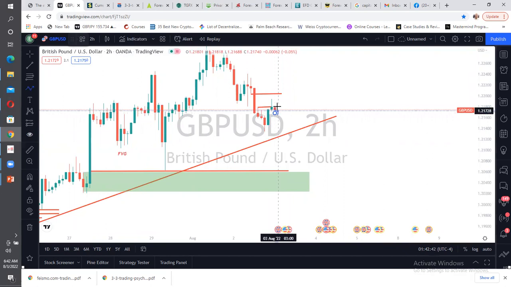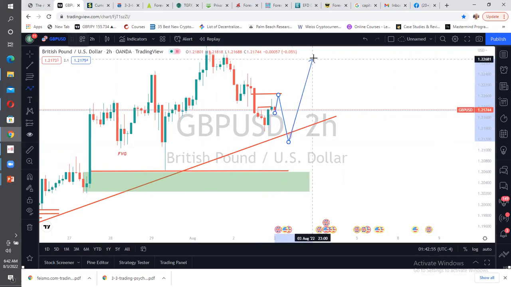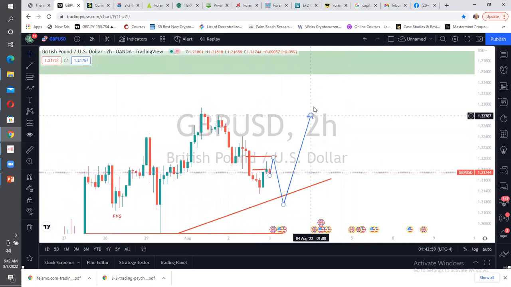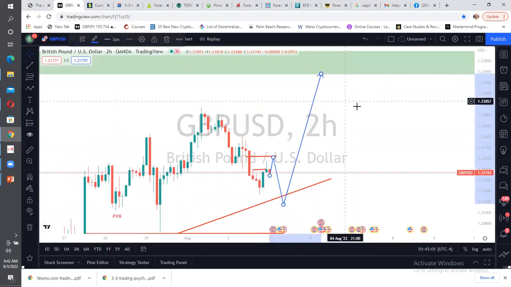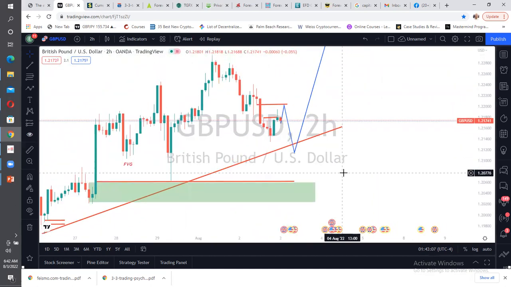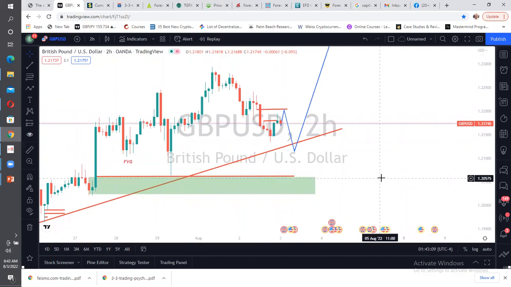If we have this trading to this, it's still within the fair value gap, then flush down to this level again. This is what I would like to see. Then from here to the upside, this is what I would like to see. Because this structure here is not broken. Until this structure is broken, my bias will not change to the downside.